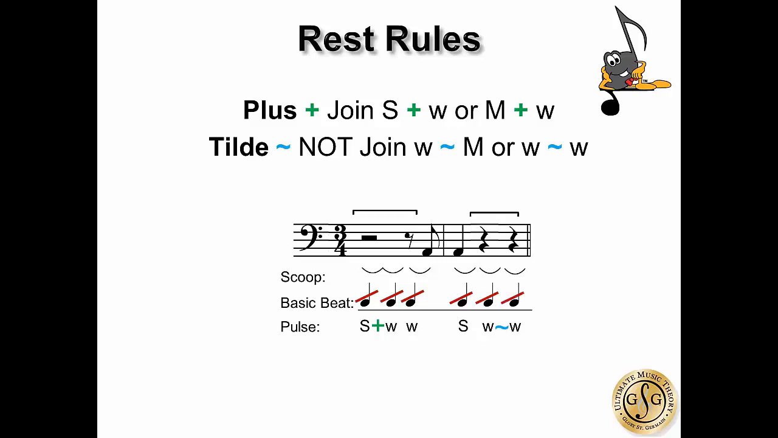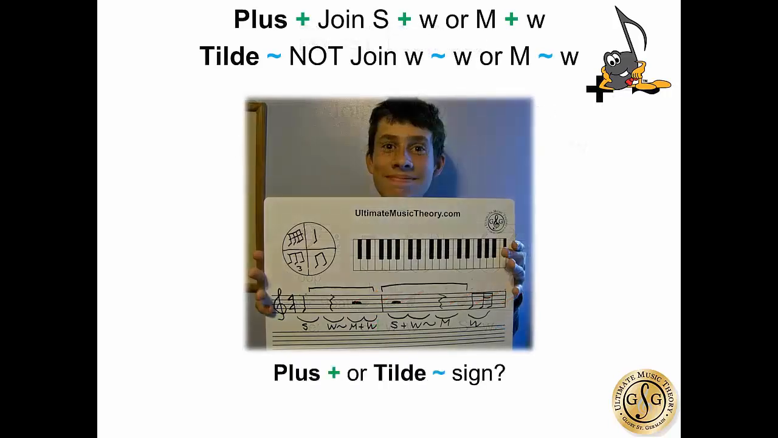When using this simple method of always writing the plus sign when joining strong plus weak or medium plus weak and the tilde sign when not joining the weak tilde medium or weak tilde weak, you will easily see how this applies to all simple time signatures. Question: plus or tilde sign? Simply by making one small change using this rhythm and rest system, you, like Gabrielle, can easily score 100%.